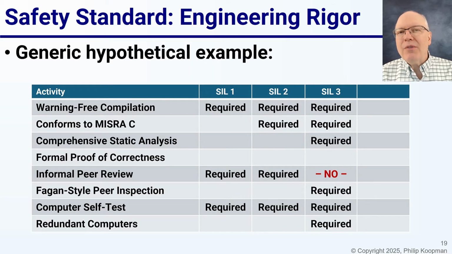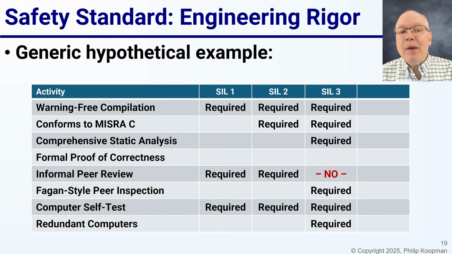SIL 3 has a much higher risk of a fatality. These are very general statements, and it all depends on the safety standard. But what you often see is a very big jump from SIL 2 to SIL 3, because SIL 3 tends to be more aligned with fatalities as a severity. So you have to really pay a lot more attention to engineering rigor.